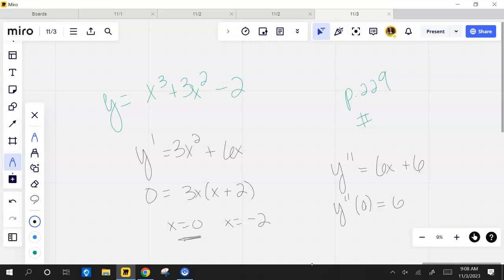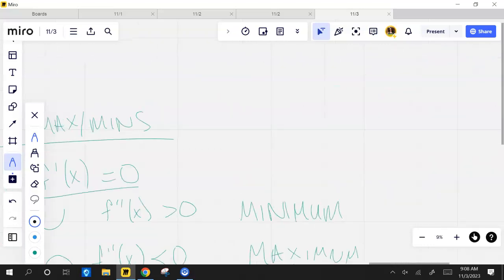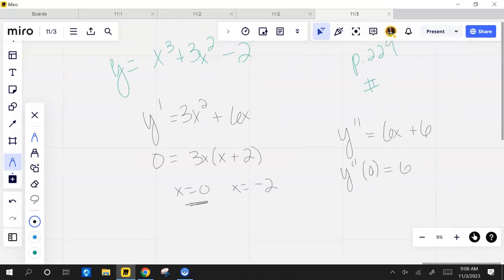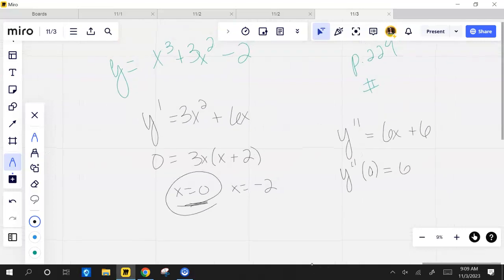Look at this with the concavity. What I can conclude here is that I know this is a critical point, right? I don't know if it's a max or a min. Instead of doing a whole sign analysis, if I just find the second derivative, since this is an easy polynomial, and I plug that value in, I see that this is positive, which means I'm concave up. If I'm concave up, it's got to be a minimum. That tells me this is a minimum.